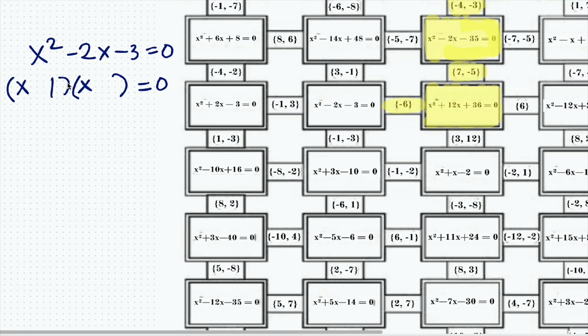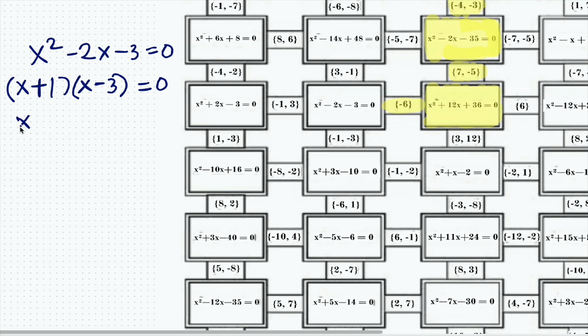Okay, let us use 1 and 3. The constant term is negative, so we expect one of them must be negative, and the sign of the middle term is negative, so we expect that the negative sign would be on the 3 because this is a bigger number than 1. Let us check. 1 times negative 3 is negative 3. 1 plus negative 3 is negative 2.